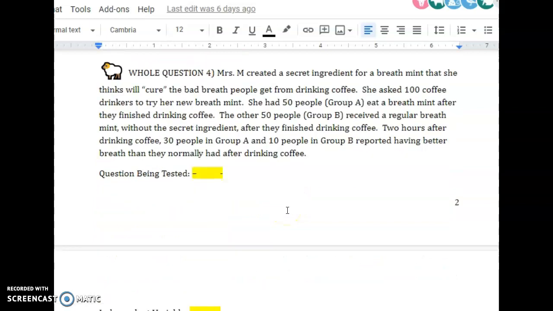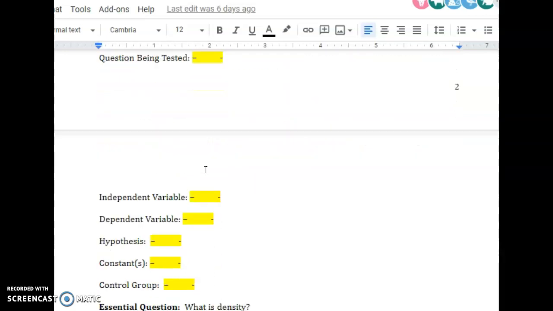So let's look at an experiment. Mrs. M created a secret ingredient for breath mints. This is the same experiment as the Krusty Krabs experiment. So you should have already gone through this, but this one is for drinking coffee. The question is, does the secret ingredient help with bad breath?